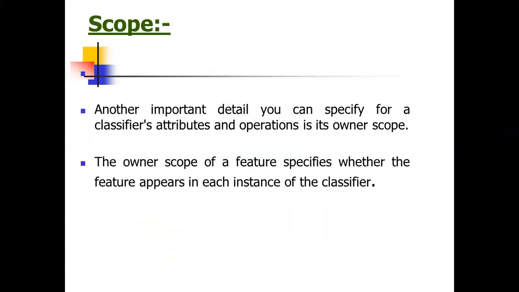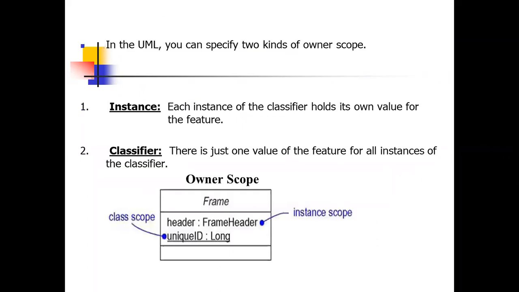Then scope. What is the scope? It is another important detail we can specify for a classifier's attributes and operations: its owner scope. Who is the owner of that classifier? The owner scope of a feature specifies whether the feature appears in each instance of the classifier. In the UML, we can specify two kinds of owner scope: instance and classifier.